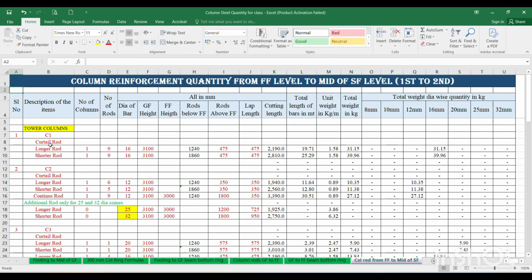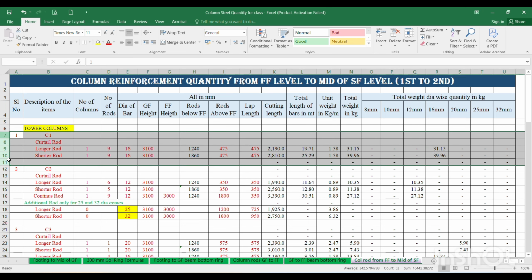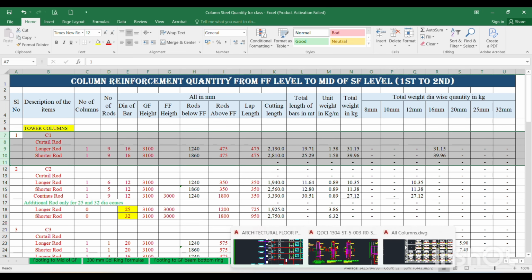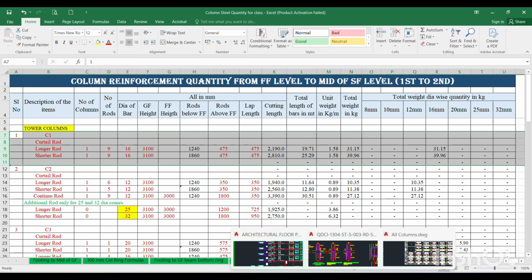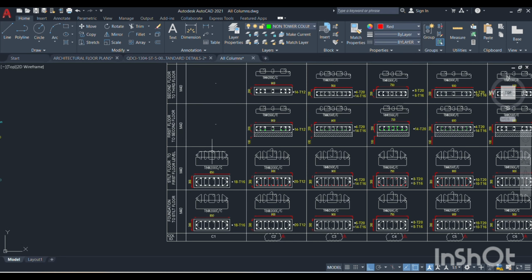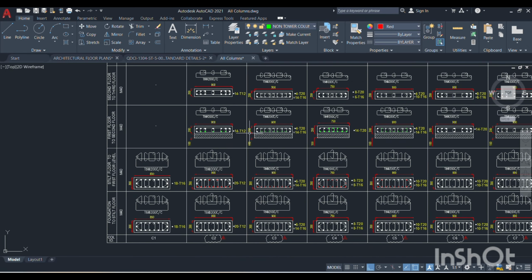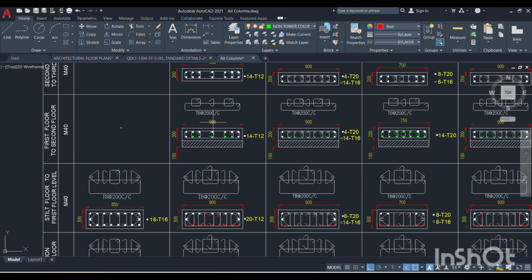Now this is the C1 column. There is no C1 column detail over here. The C1 column is terminating over here. The C1 column is not going in the first floor. C1 column is terminated in the first floor level itself. So now C1 column will not come. Now we are going to C2 column.